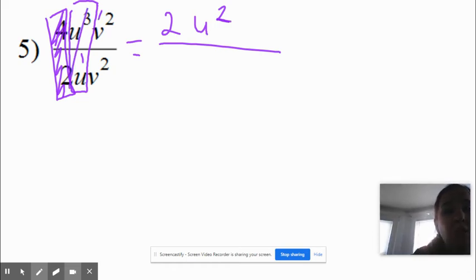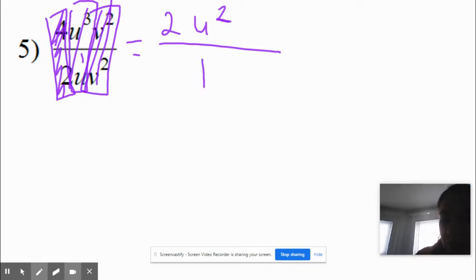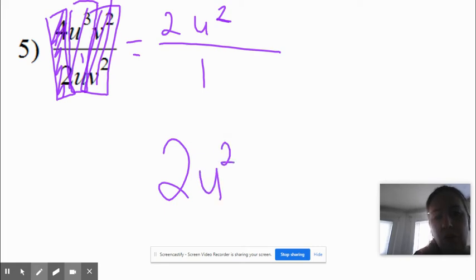All right, and then 2 minus 2 is 0, or you can just look at it that anything divided by itself cancels out, so those are gone. And technically this is all over 1, but you don't really write ones when they're in the denominator. It's really unnecessary. So your final answer, 2u to the second power.